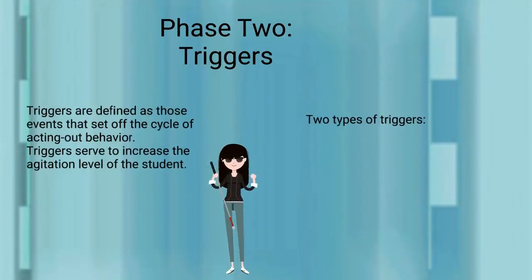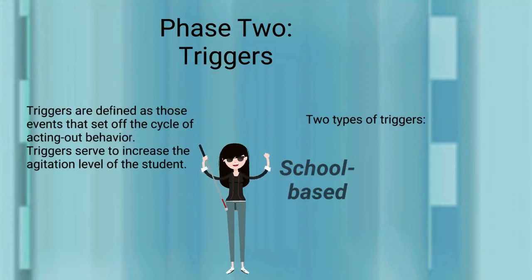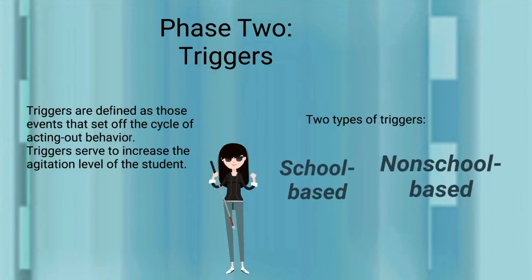Phase 2. Triggers. Triggers are defined as those events that set off the cycle of acting out behavior. Triggers serve to increase the agitation level of the student. There are 2 types of triggers, school-based and non-school-based.